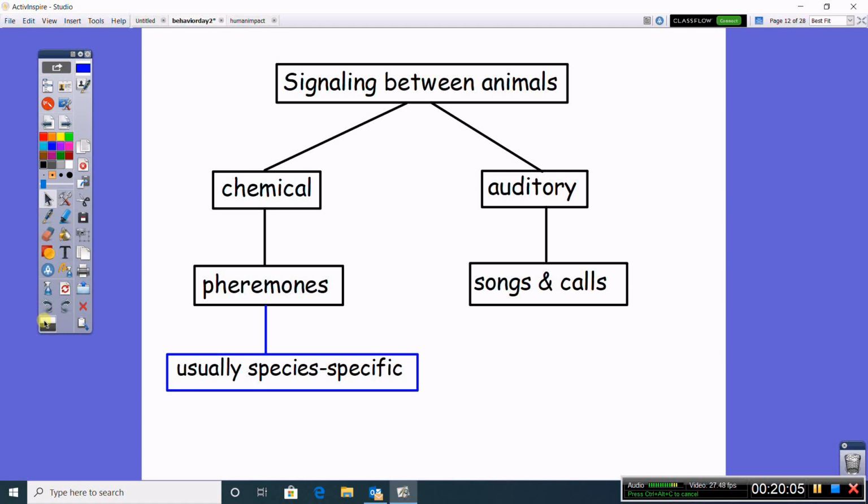Okay, then there can be auditory signaling, and that's typically songs or calls that we know, like birds might have to know to sing a certain song. Even some animals have a call that is unique to their species. Okay, so we're going to take a look at pheromones first and the different types of pheromones that there are, and then we'll take a look at auditory signaling.